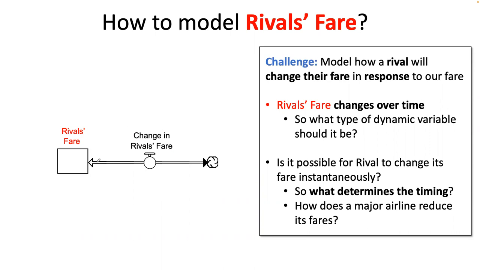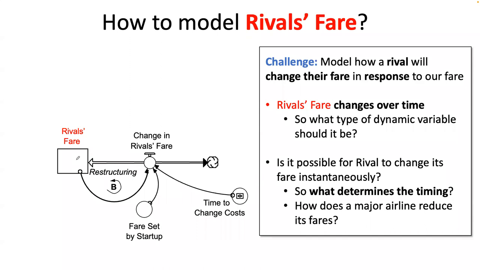And the side that's filled with white here, that's the positive direction. So if this is positive, it's an inflow. If this is negative, it's an outflow. And so we now need to build a change in rival's fare.